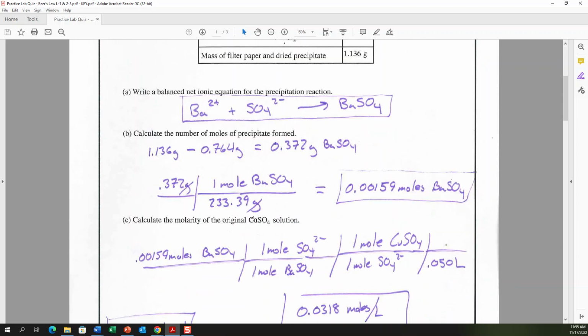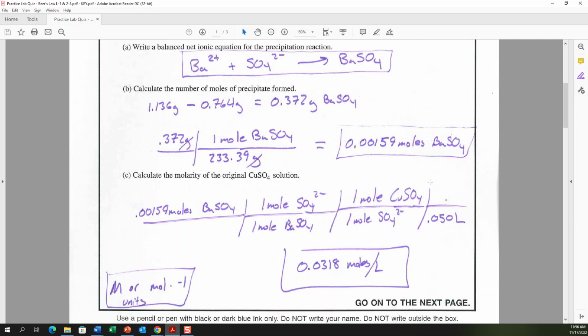All right? But you have one barium, one sulfur, four oxygens, you calculate your molar mass. So the mass of the precipitate divided by the molar mass gives you how many moles. So that's how many moles of barium sulfate you had. And now you're just calculating the molarity of the original copper sulfate solution.